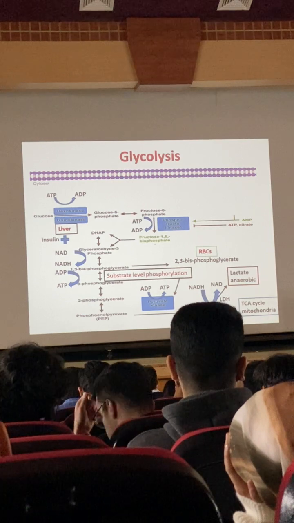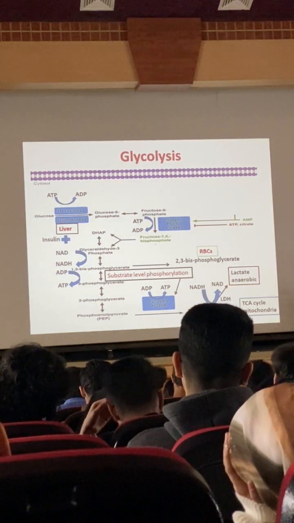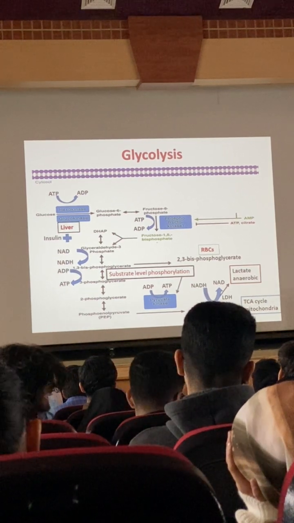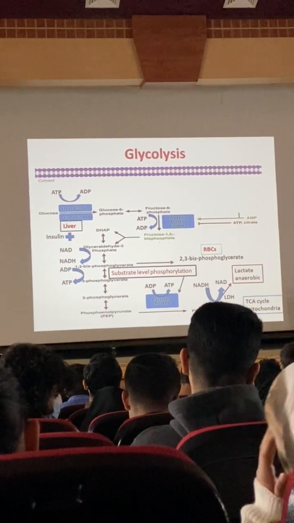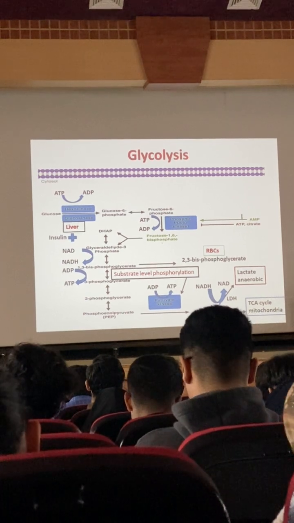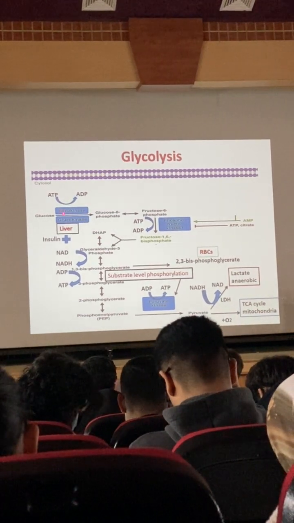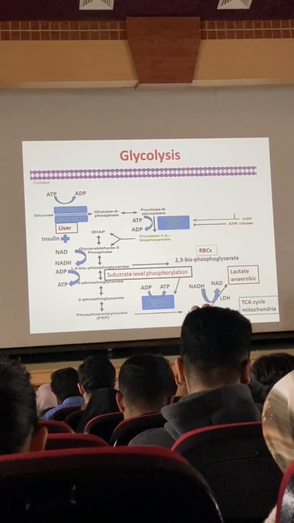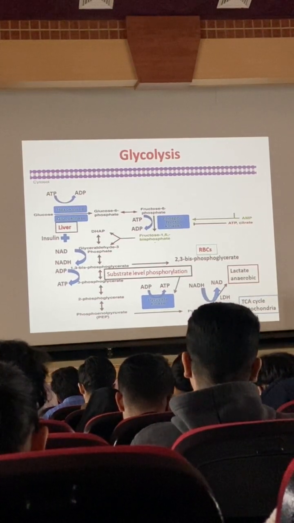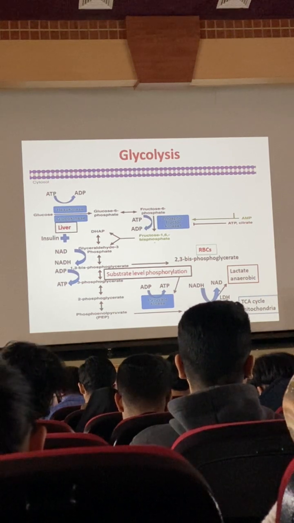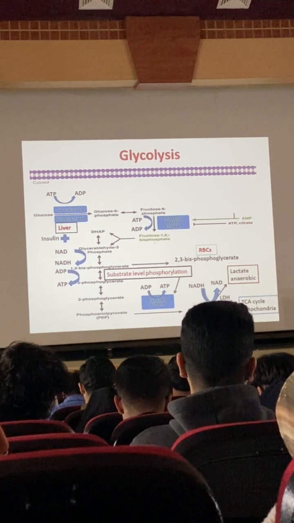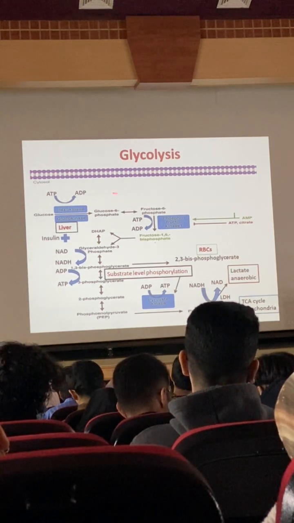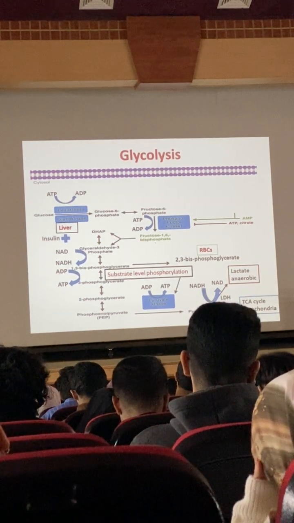Unlike hexokinase, glucokinase is hormonally dependent. It is stimulated by insulin. Insulin is a hormone in the circulation, in a hyperglycemic state, when there is a lot of glucose in the circulation. Insulin stimulates glucokinase, so glucose is converted to glucose 6-phosphate only in the liver.